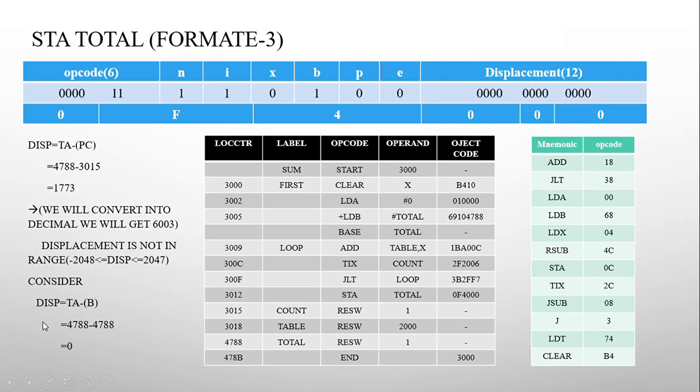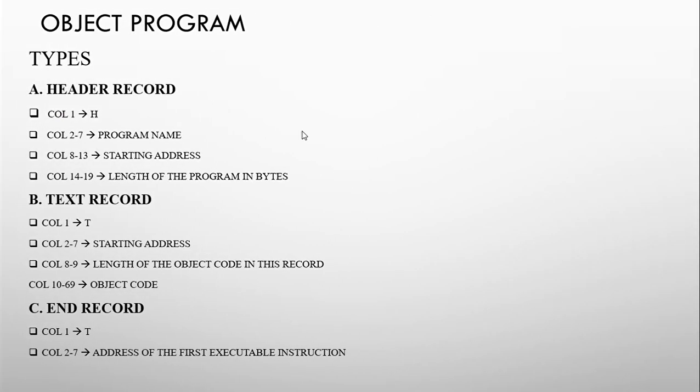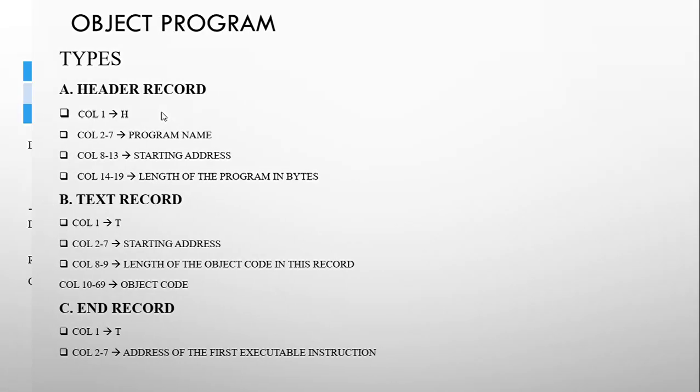Here we are finding out the displacement using base relative addressing mode. Therefore, the B value is set to 1, the P value is set to 0. Next, we need to group the 4 bits. We are getting the object code for STA total as 0F4000.